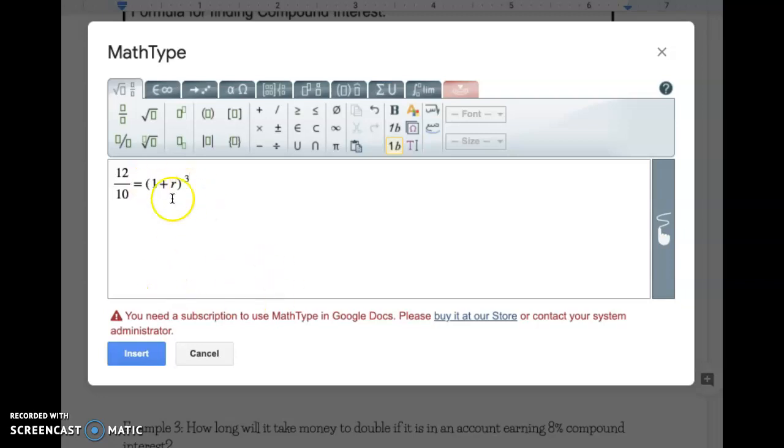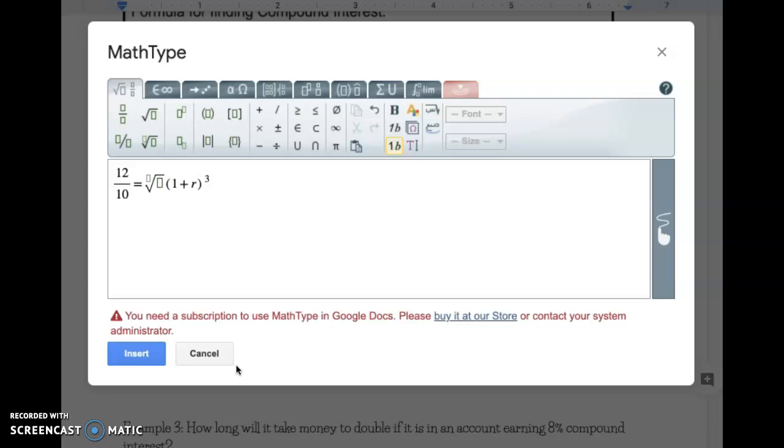Now, how do I get this away? How do I undo that cubed? So I need to take the cube root of all of that, but whatever I do to one side, I must do to the other. So I'm going to take the cube root of both sides. When I do that, I'm going to plug that into my calculator, say the cube root of 12 over 10. You can also do this on a computer. You will end up getting 1 plus r on your right side.